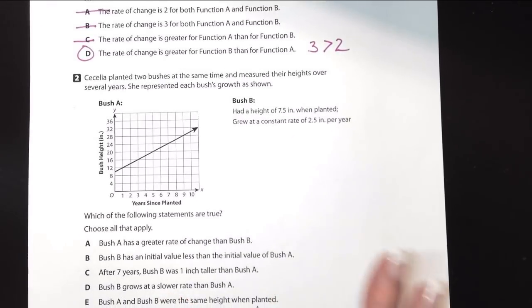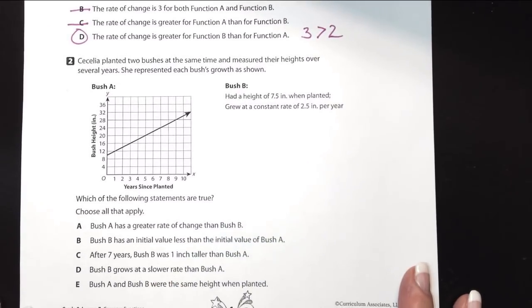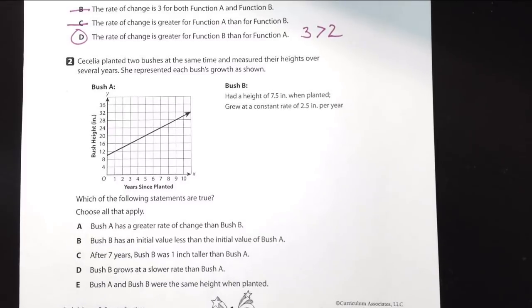All right, then number 2. It says that Cecilia planted 2 bushes at the same time and measured their heights over several years. It says she represented each bush's growth as shown. So we're still talking about the rate of change and the initial value. Let's go ahead and pick out those pieces, because if you look at all of your multiple choice answers, it's all about rate of change and initial value. So those are the pieces I'm going to need.